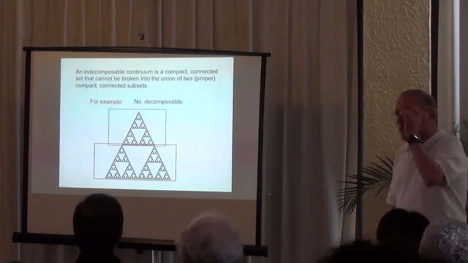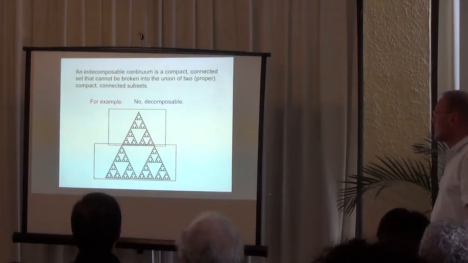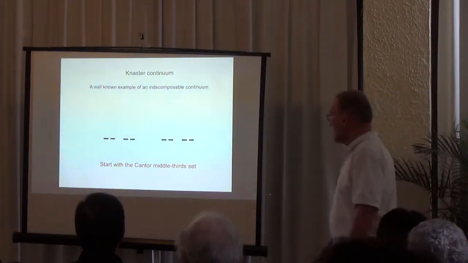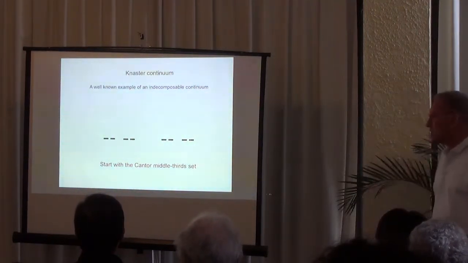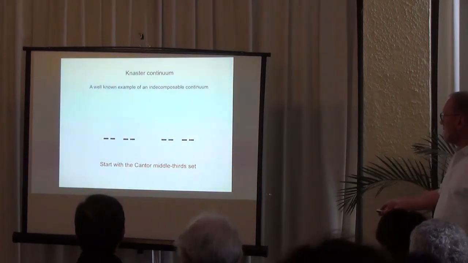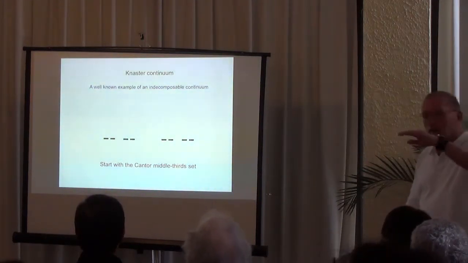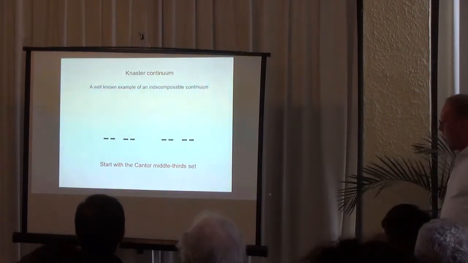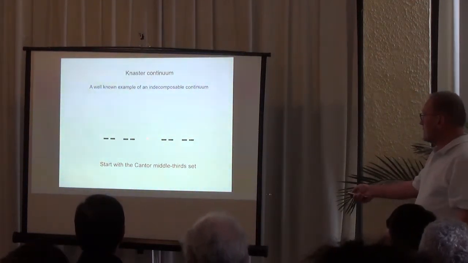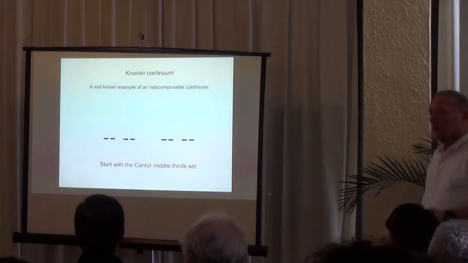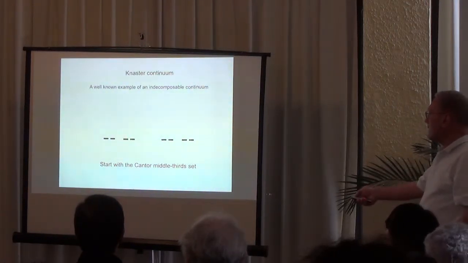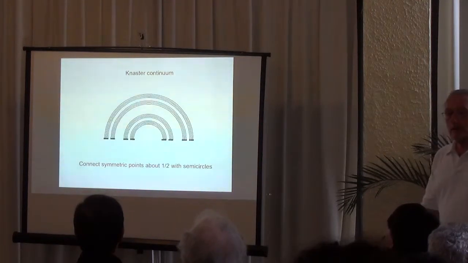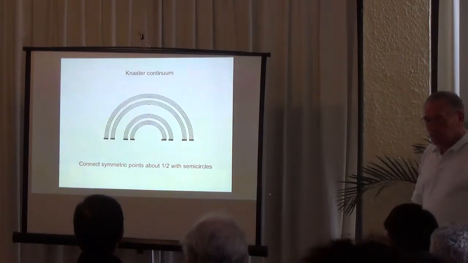What is an example of an indecomposable continuum? Well, the simplest possible example is what's known as the canaster continuum. And here's how you construct that. You start with a Cantor middle third set, say on the real axis of the plane between 0 and 1, and now, that Cantor middle third set is symmetric about the point 1/2. So what I'll do is connect any two symmetrically located points with a semicircle in the upper half plane.